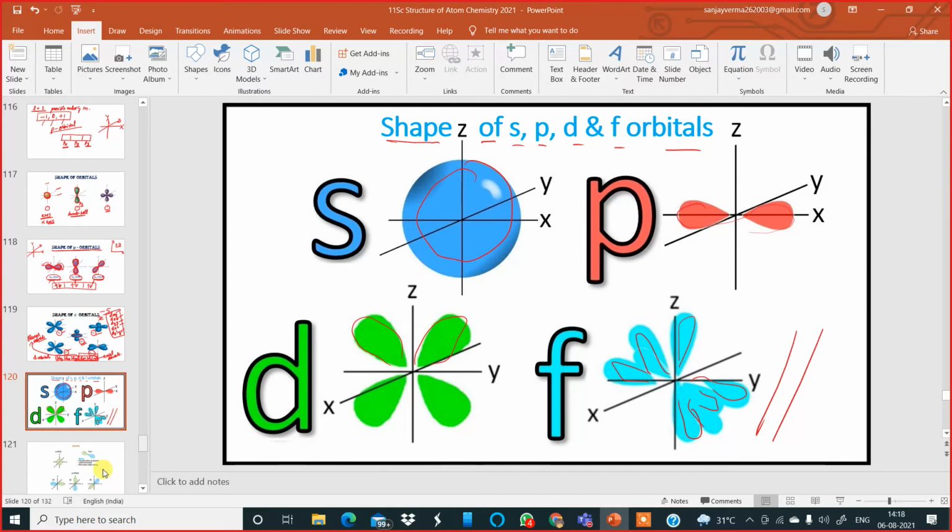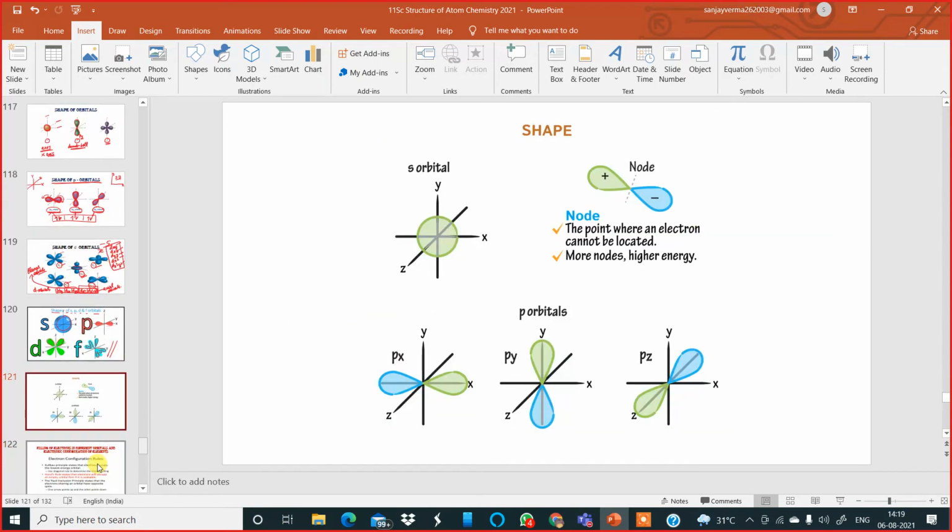Now the question is, what are the shapes of s and p orbitals? Tell me the answer. Spherical and dumbbell. Very good. That is the question which will be asked. It will not be asked what the shape of the d orbital is. If it is asked by mistake, then you have to say it is a complicated shape. Okay, that is sufficient. Now have a look at the next slide.